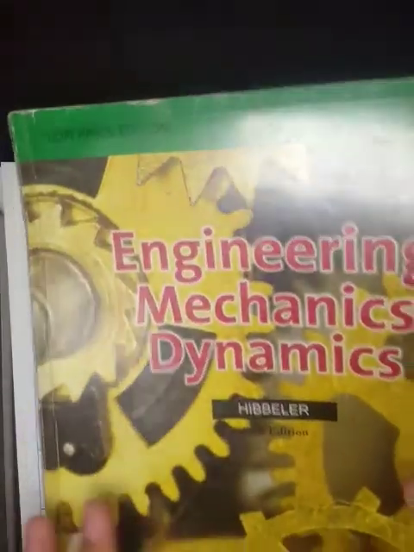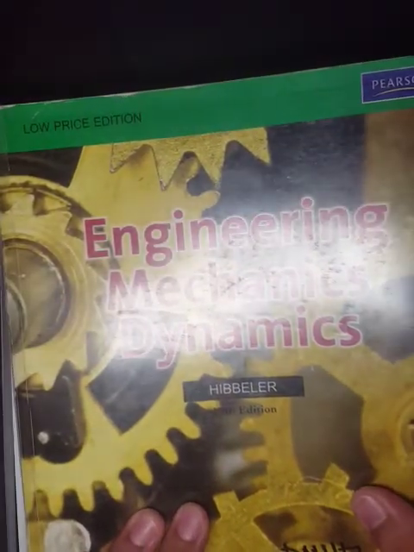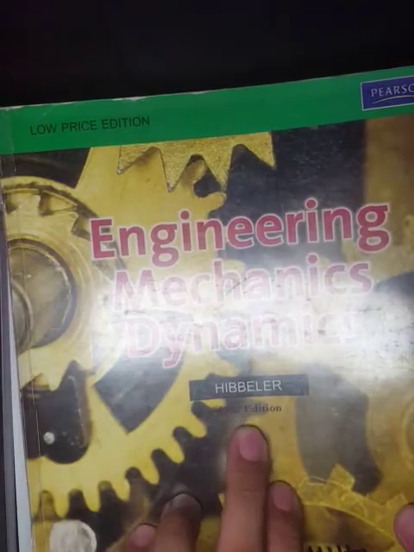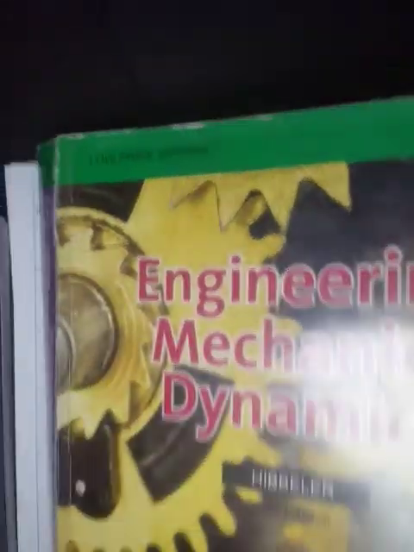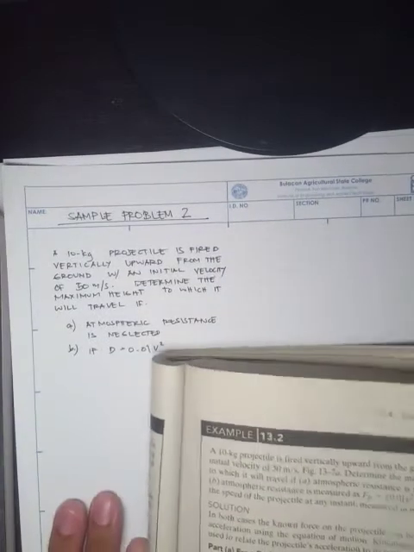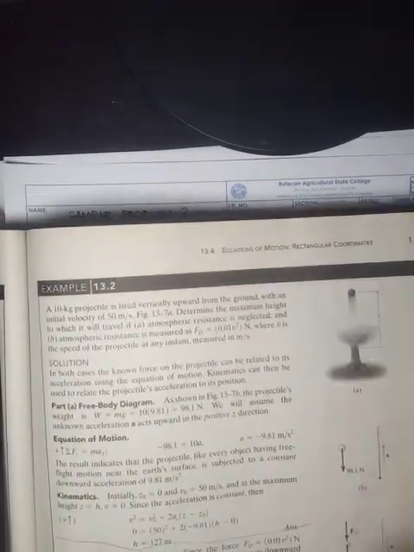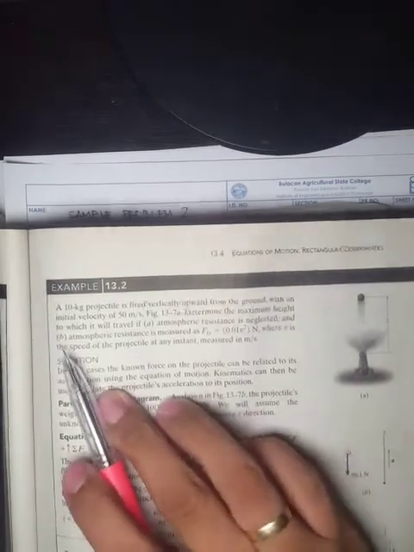Okay, so for sample problem number 2, this is taken from the book of Hibbeler, Engineering Mechanics: Dynamics, 12th edition. So it's a sample problem actually. I think it's better if we just read it here from the textbook.